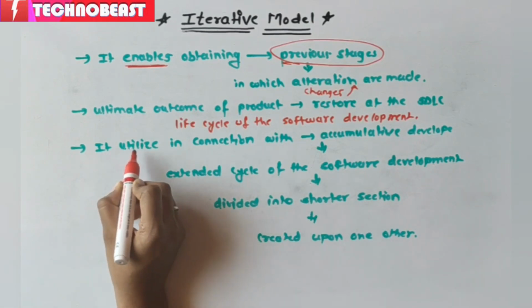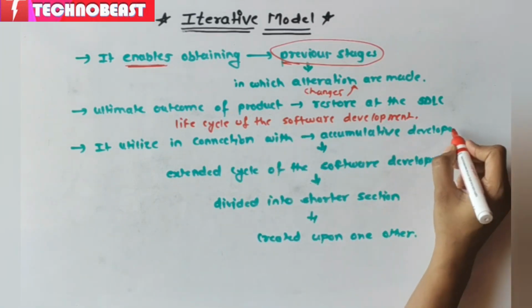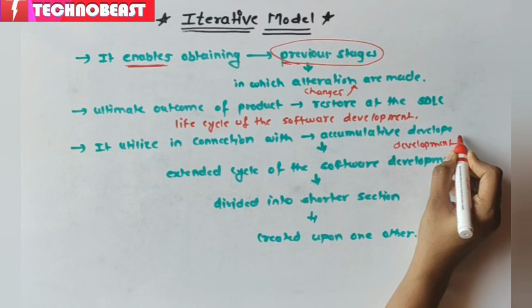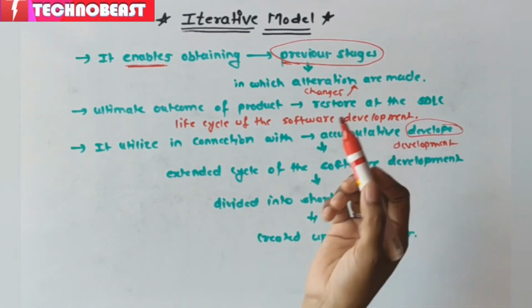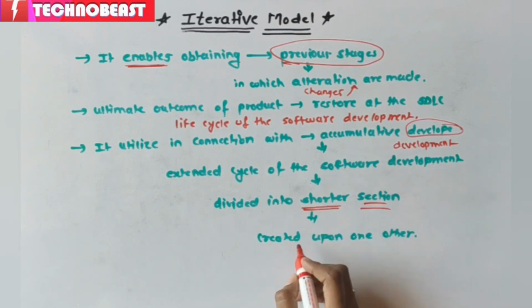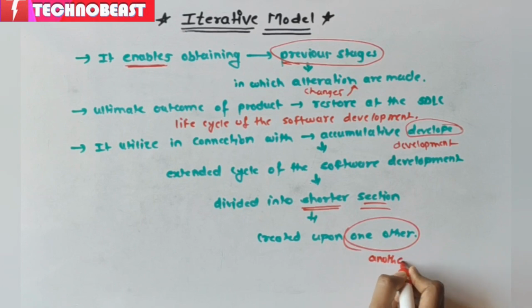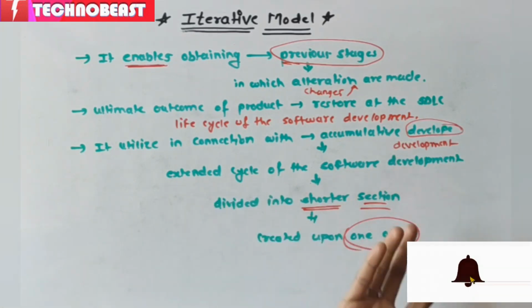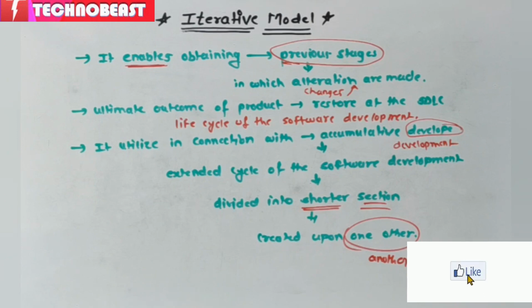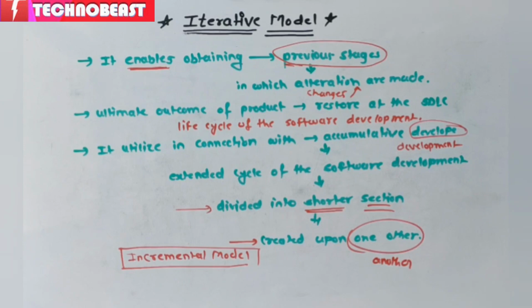And usually the development in the iterative model is utilized in connection with accumulative development, right? So this is accumulative development, in which an extended cycle of software development is divided into shorter sections which are built upon one another. So here it is in connection with the accumulative development, in which the extended life cycle of software development is held, and we call it an iterative model, or an iterative waterfall model, and another name is SDLC iterative model, or as we just discussed, we also call it an incremental model.